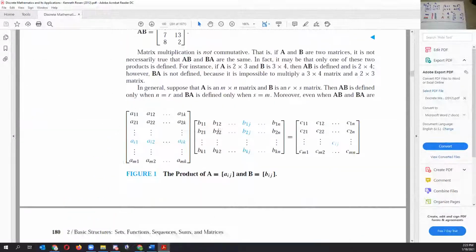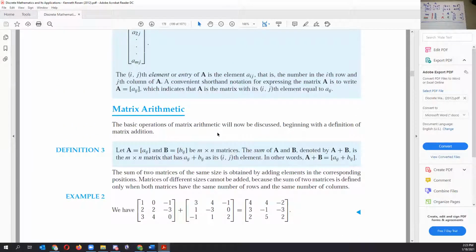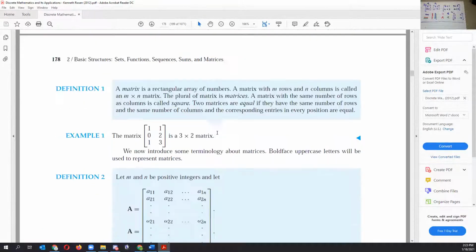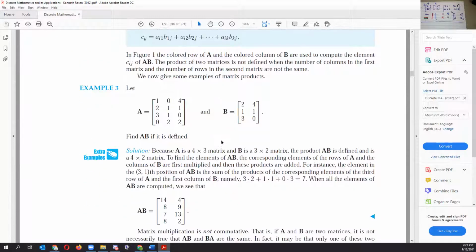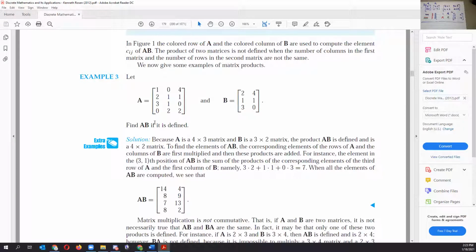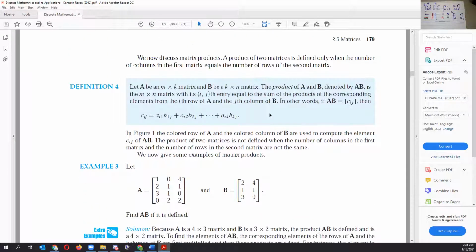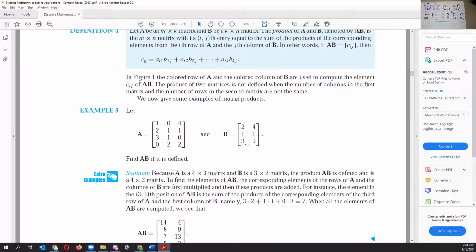Identity matrix, transpose, all good stuff to know if you're going to work in linear algebra. There's a fun little class called linear algebra. It's a 3000 level class. Okay, so find AB if it is defined. So here they have an example, here's how they talk about this. And so when you put all these together, hopefully this makes a little bit of sense. Basically, the concept is there are rules that apply to linear algebra, and those rules have meaning.